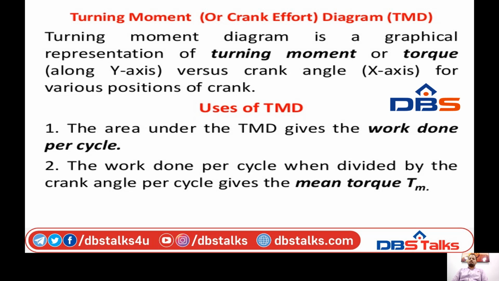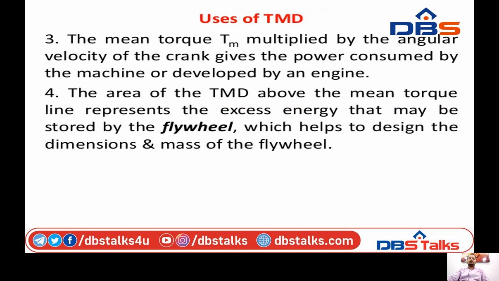The mean torque is the minimum baseline that is required. More than that is an excess. Below this mean torque line, there is a shortage, an excess requirement of the machine. So we need to calculate T mean. T mean multiplied by the angular velocity of the crank gives the power consumed by the machine or developed by the engine.